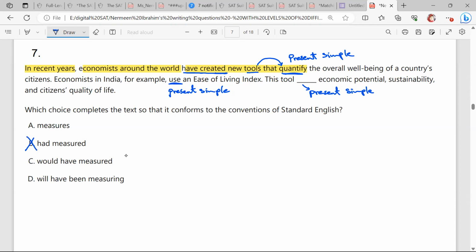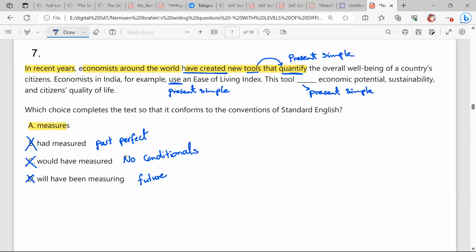I don't have past perfect to use B, to choose B. For those who chose B, this is past perfect. I don't use conditional because I don't have "if." No conditionals. "Would have measured" usually comes with the third conditional, right? And "will," of course, that's future, and there is no sign or keyword of the future. So the right answer is letter A.